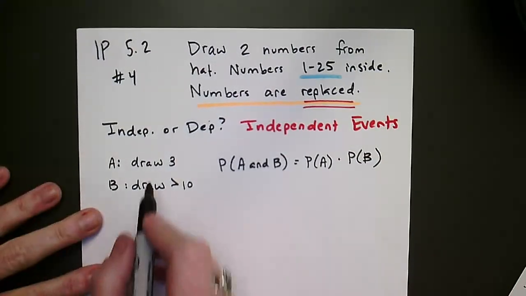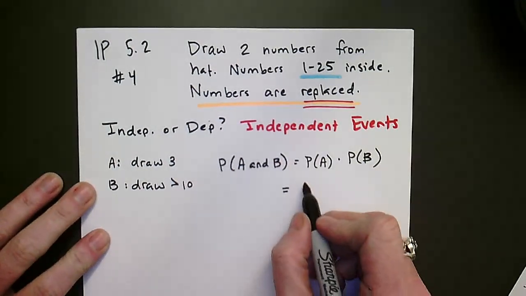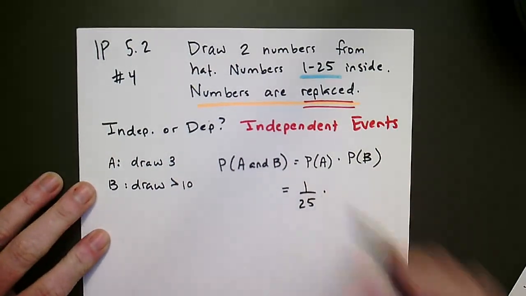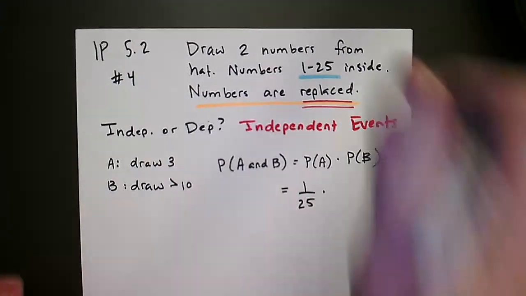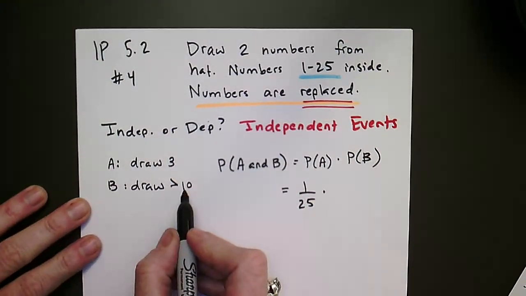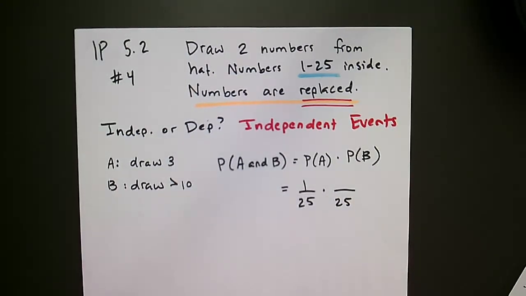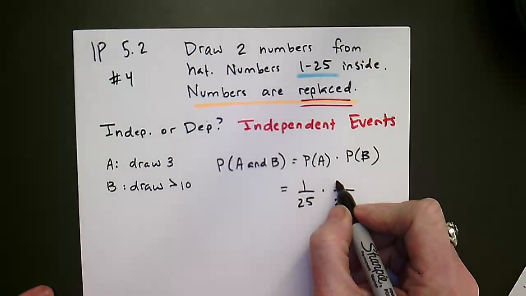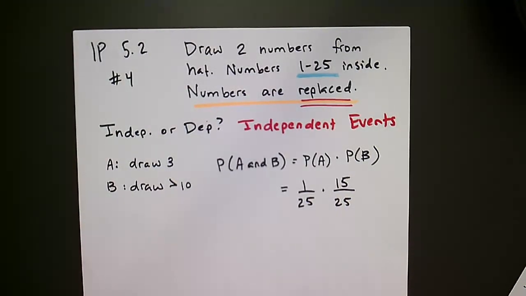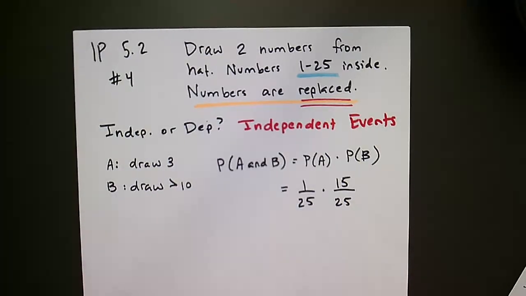So we'll find the probability of drawing a 3. Well, that is one number out of 25, so that is 1 out of 25. Now, it's an independent event. We replaced everything, so all 25 cards are there again. Drawing a number greater than 10, still out of 25. How many numbers are greater than 10? Well, that is 11 through 25. That's a total of 15 numbers. So that is how I'm going to find the probability of both of those things happening. I'm going to multiply them out.